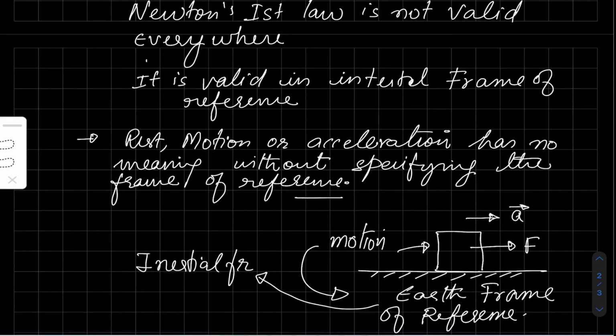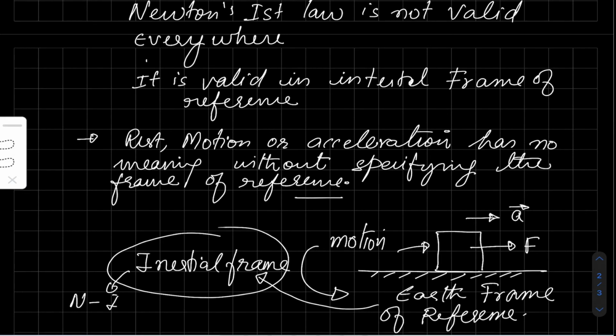So inertial frame means that Newton's first law is valid everywhere. So inertial frame means that Newton's first law is valid, right? So these are a few things we need to know about Newton's first law.